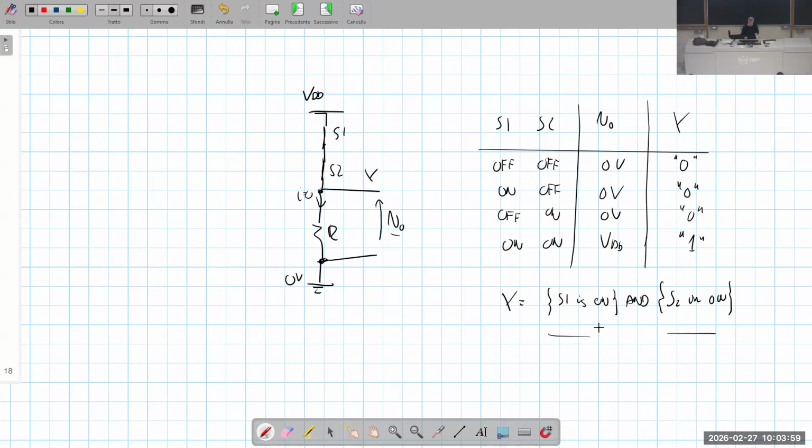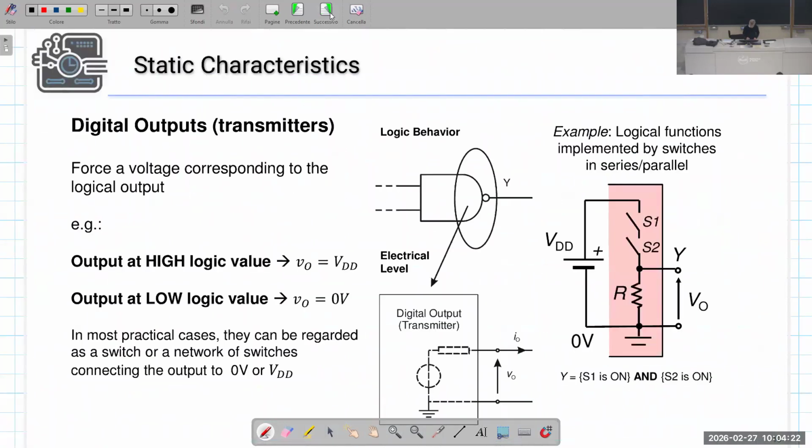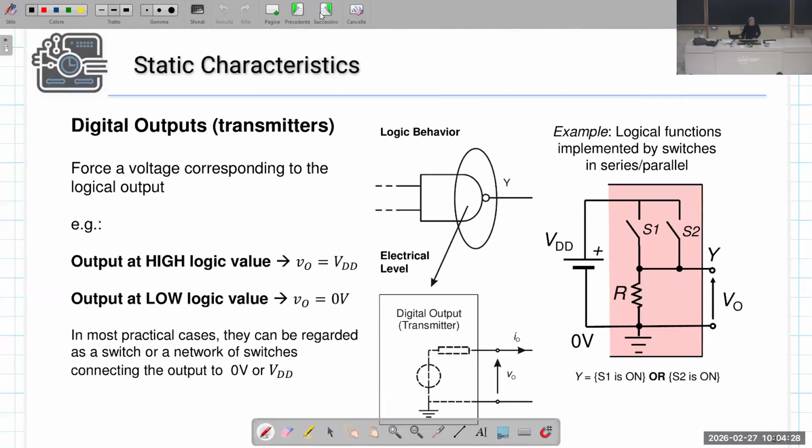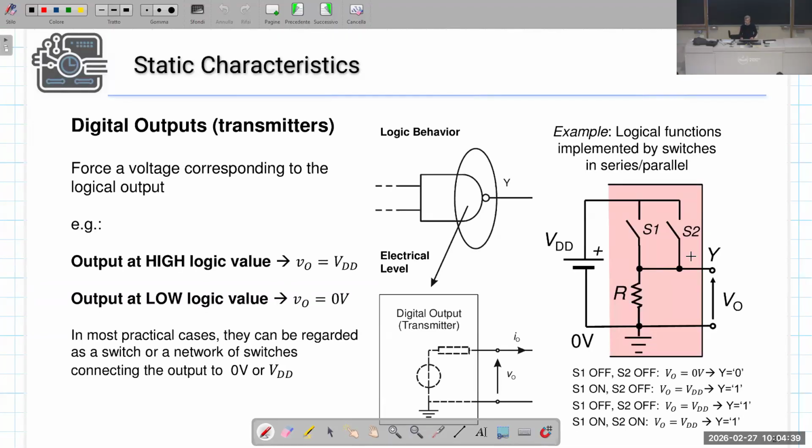This will be the key to understand the operation of real-world digital gates. Okay? This is why, even if now we are still talking about electrical characteristics in a more abstract way, digital inputs, digital outputs in a more abstract way. By the way, this gives some insight on what there is inside the black box. Okay? Is that clear? So this is the example I have considered before. What about this case presented here?